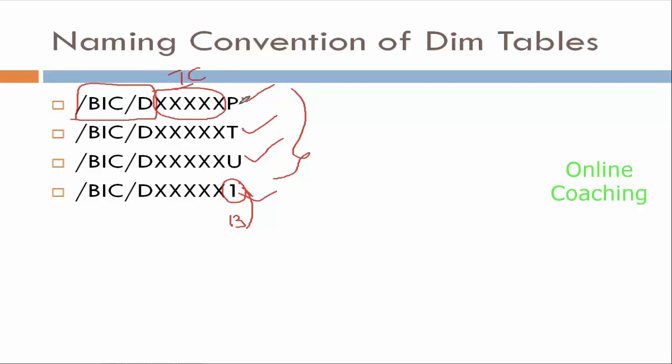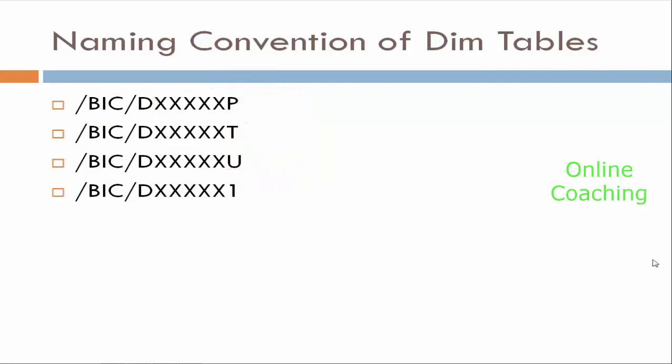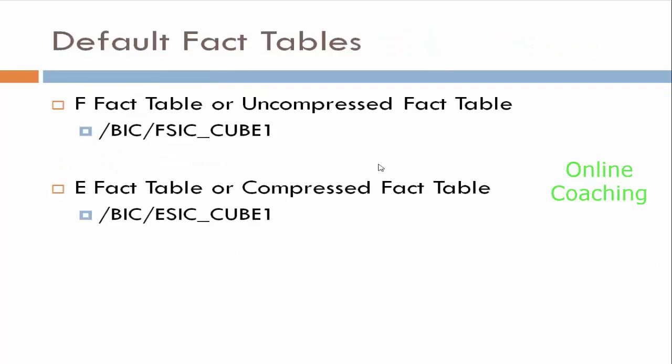Then the table name ends with a P. P is package dimension. T is time dimension. U is unit dimension. 1 is dimension 1. If you create one more, it will be dimension 2, then dimension 3, like this up to 13 dimensions. So this is how the dimension naming conventions work.